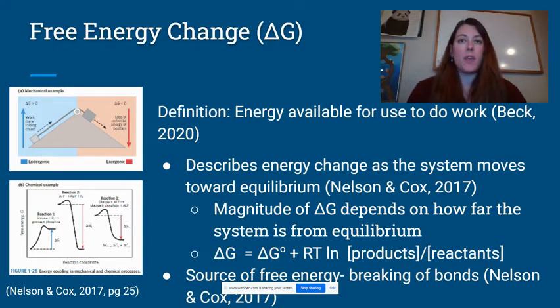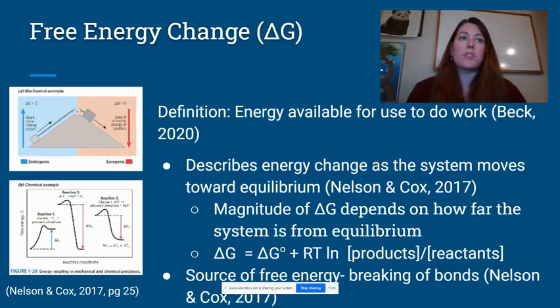Work must be done on the object to move it up the hill, which raises its potential energy and increases its free energy change, delta G. When an object moves down a hill, it releases potential energy, decreasing delta G. This means that the lower or more negative delta G is, the more favorable the reaction is, because it does not take work or as much work for the object to move or the reaction to proceed.